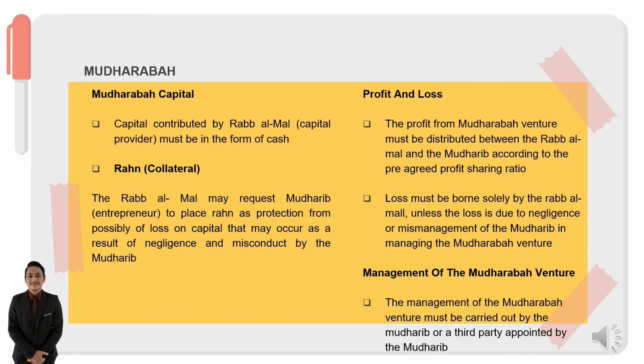Okay, for the profit and loss, the profit from the mudharabah venture must be distributed between the rabbul mal and the mudarib according to the pre-agreed profit sharing ratio. And the loss must be borne solely by the rabbul mal as a capital provider, unless the loss is due to the negligence or mismanagement of the mudarib in managing the mudharabah venture. So for this issue, to avoid the loss, the rabbul mal can request the mudarib to place rahnu as protection.